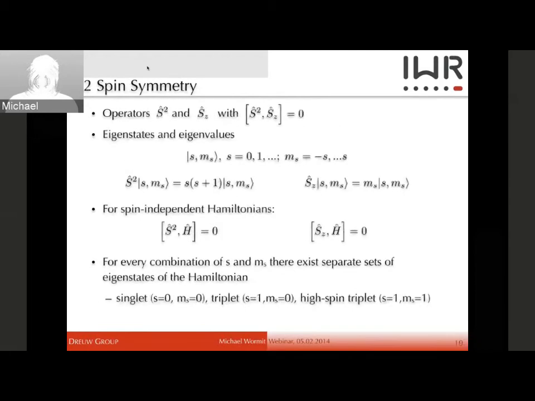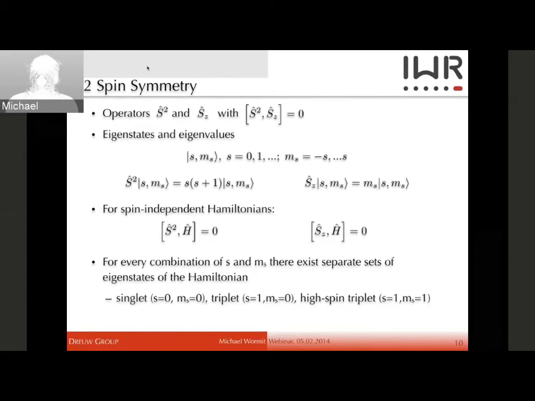Another important symmetry is spin symmetry. There we are concerned with the spin operators, which are S squared and Sz in this case, and they both commute with each other. So we can use this theorem, which I presented in the beginning, for these two operators: if the operators commute with each other and with a Hamiltonian, well, we can now construct eigenstates and eigenvalues for these two operators.